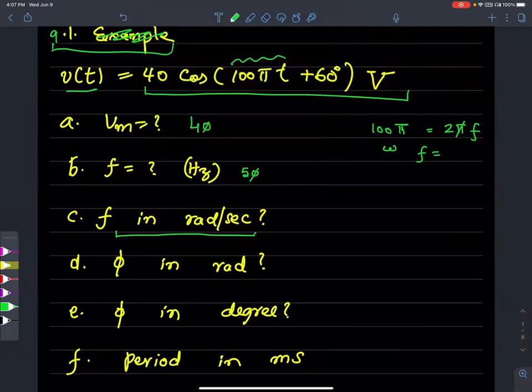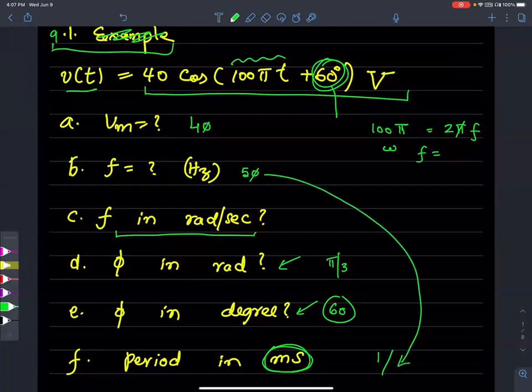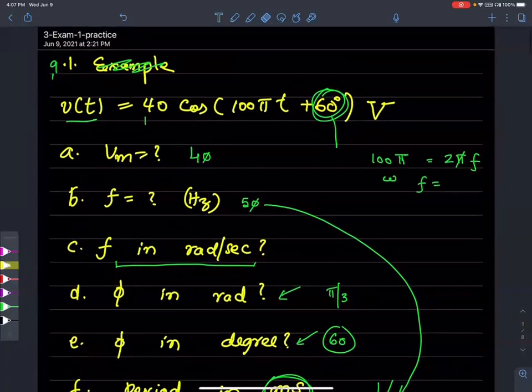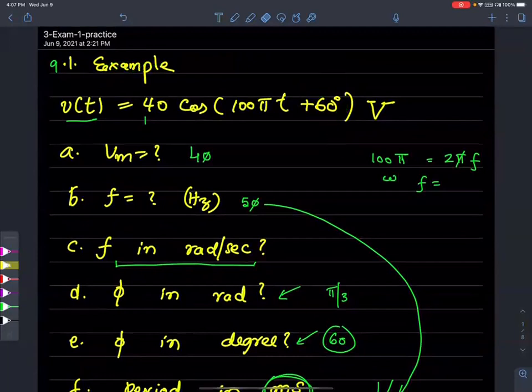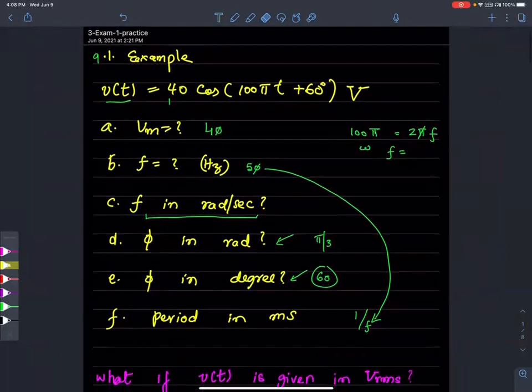How about this guy? The phase in degrees and phase in radians. Straightforward. Phase in degrees is this guy. Okay, and this guy converted to radians is a value in radians. Okay, and then you should be able to calculate the period in milliseconds by simply doing 1 over the frequency. Okay, so watch out on the exam. The first question is more meant to make you feel comfortable about the exam, and also watch out for a couple of things.